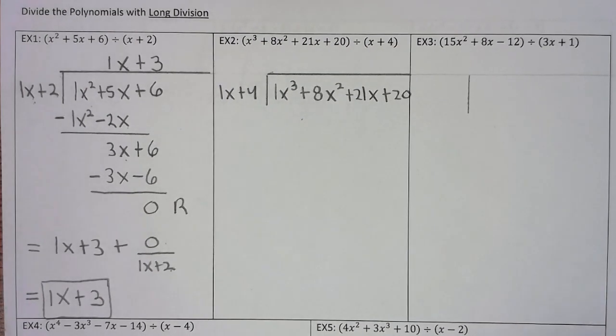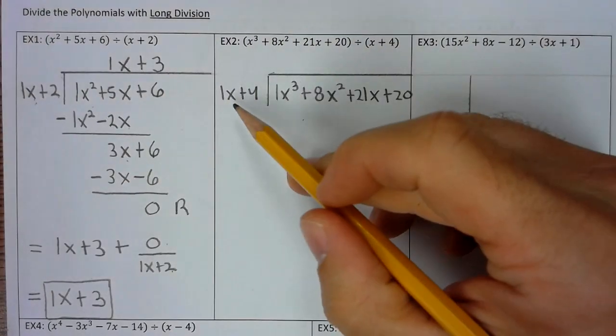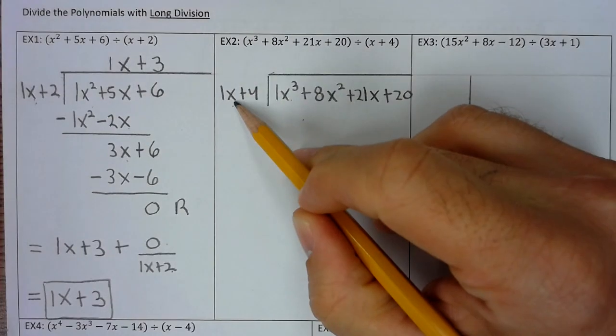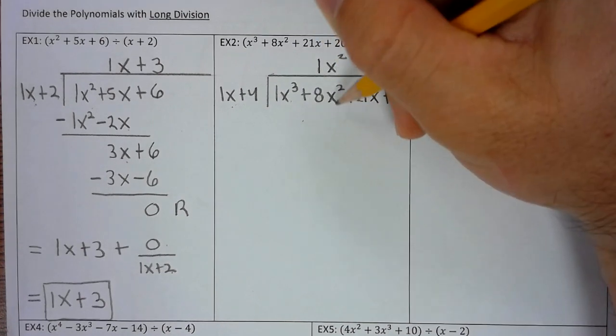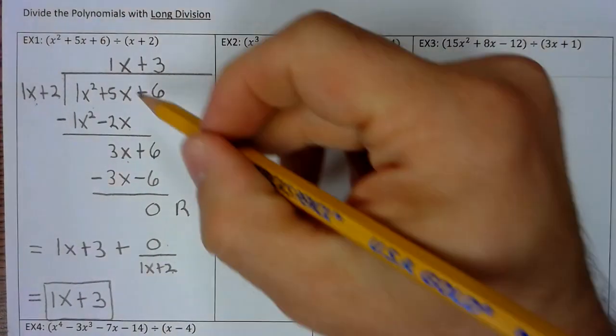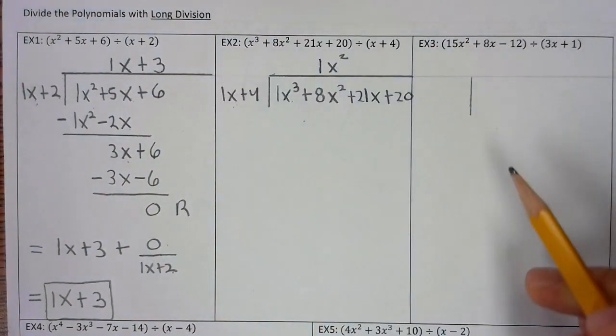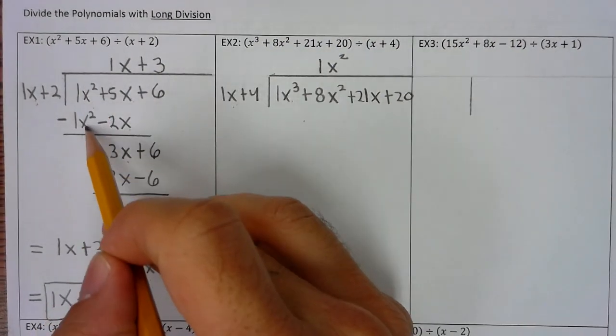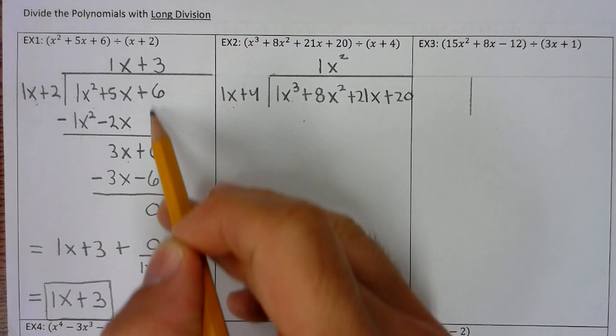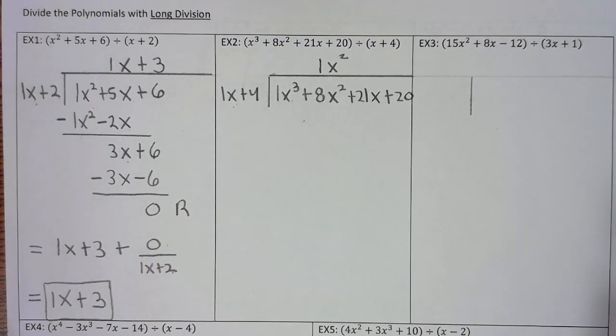All right, so step 1, we divide. Well, x cubed divided by 1x is 1x squared. Notice that I'm lining up the x squareds in the x squared column, just like I lined up the x's in the x column. This is why it's very important that you keep your work very neat, so you can keep the x squareds in the x squared column, the x's in the x column, the constants in the constant column.